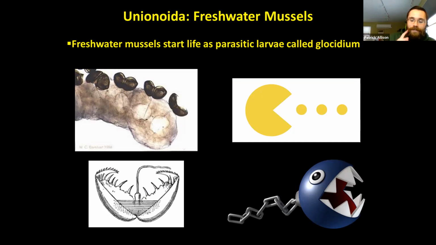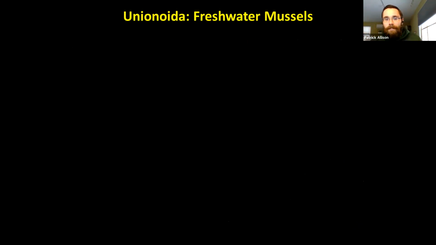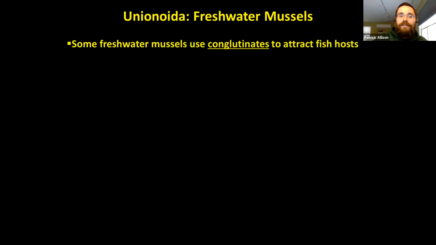Now, that brings up another problem. So, okay, we have our idea where we can attach to the fish. That can help us get around. Fish swim all over the place. But how do we get a fish to come to us if we are a mama freshwater mussel that wants to have her babies infest fish? There's two primary ways. The first is using what are known as conglutinates to attract fish hosts.